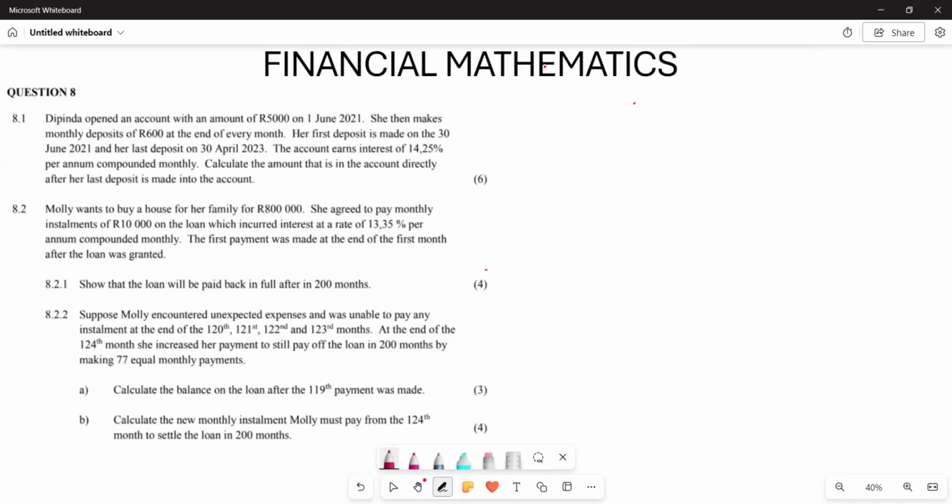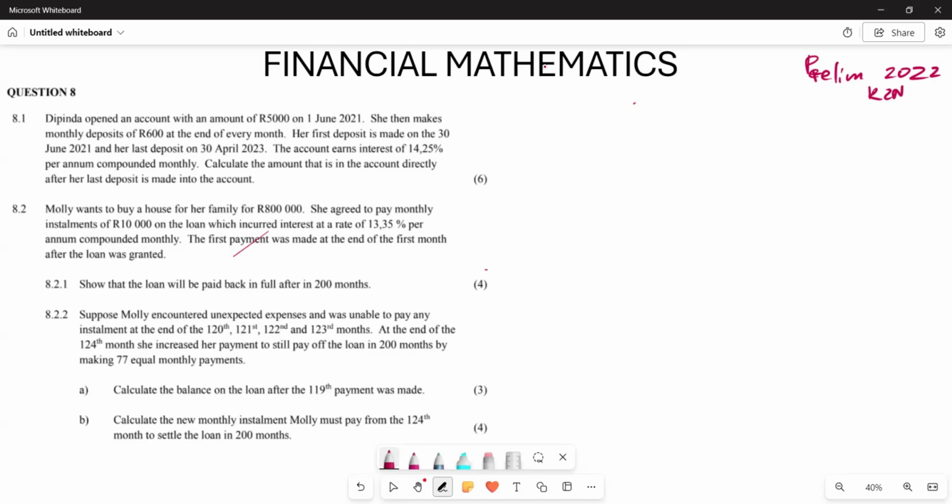Now, look, what we are doing now, we are looking at financial mathematics and a question which was a prelim, the 2022 prelim from the KZN province. Let's see what we can do here. They say Dipinda opened an account with 5,000 on the 1st of June 2021. She then makes a monthly deposit at the end of every month.